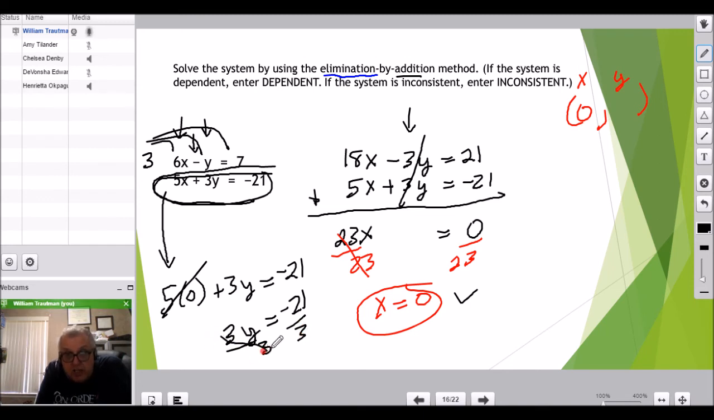Oh, you're close, Henrietta. Be careful. There we go. Negative divided by a positive is a negative. The signs will get a lot of people on this. And I say always check your answer on a calculator. Type in negative 21 divided by 3, and you get negative 7. So just make sure you're checking your answer each time. So my answer is x is 0, y is negative 7, and that's my solution set.